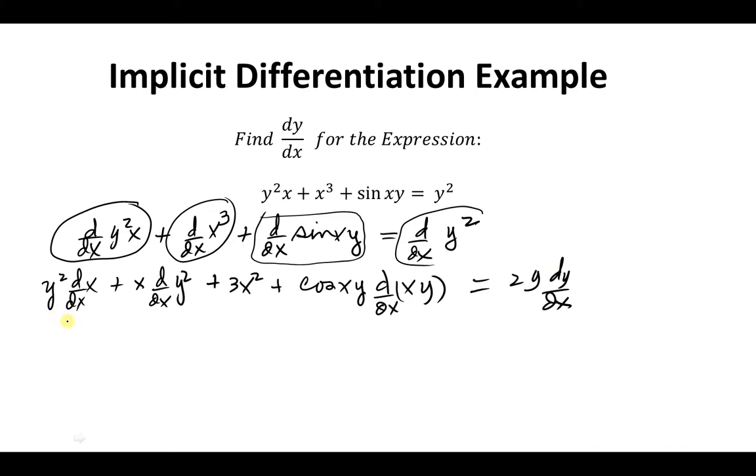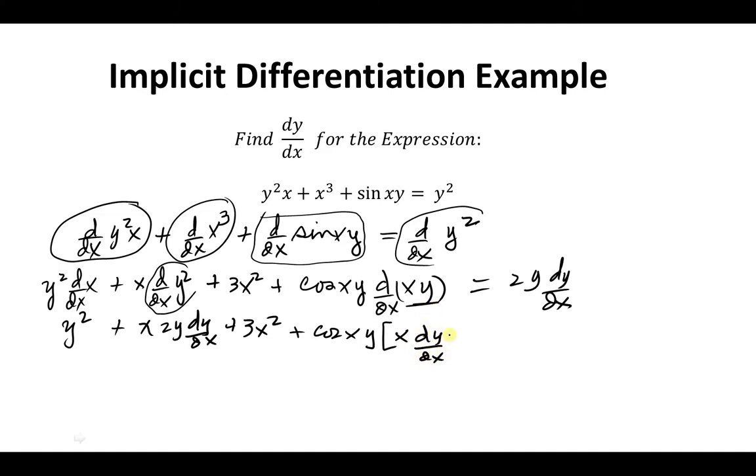So following on through here, we get y squared, d/dx of y squared is going to be, first of all, we'll put the x there, times 2y dy/dx, plus 3x squared, plus cosine of xy. And now the product rule is going to be the first times d/dx of y, which is dy/dx, plus y times d/dx of x. Of course, that's going to end up being 1. And on the right hand side, we get 2y dy/dx.